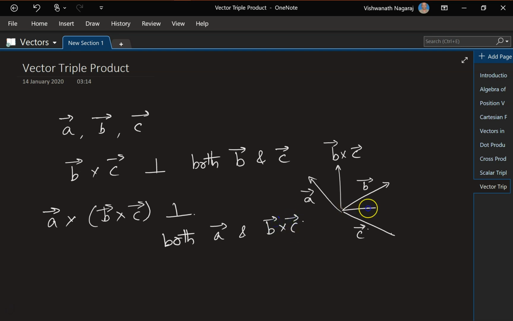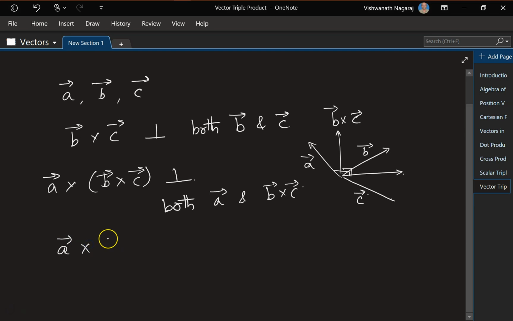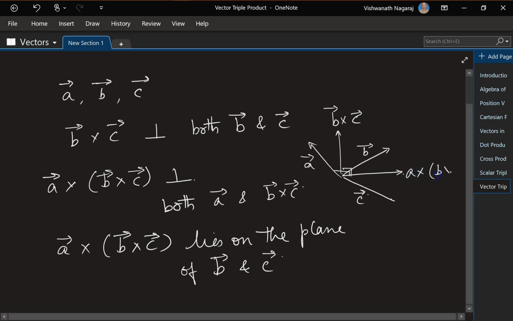So that means, remember, this is going to be perpendicular and this is going to be perpendicular. I am not very precise in my drawing. I am just drawing it to show how it might look. So, which means that A cross B cross C lies on the plane of B and C. So that means this is, remember, A cross B cross C. So this will lie on this plane.